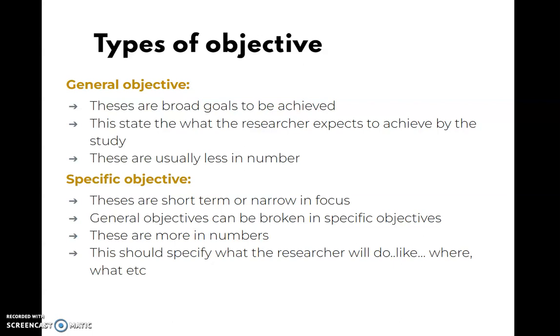Okay, so generally, types of objective are of two types, general and specific objective. General objectives are broad goals, and they are set by the researcher mostly from the research problem statement, and they are usually less in number, whereas specific objectives are short-term goals, narrow in focus. General objectives can be broken into specific objectives, so they are more in number, and they should specify what the researcher wants to do in his research activity.